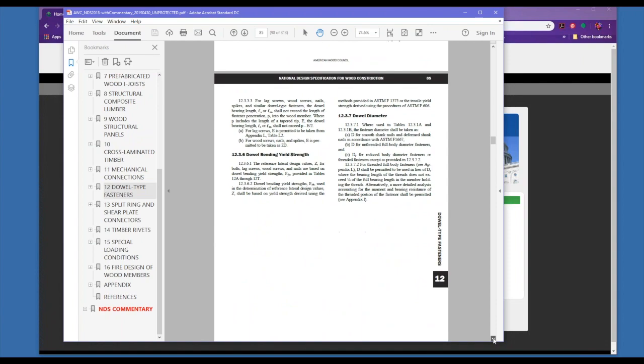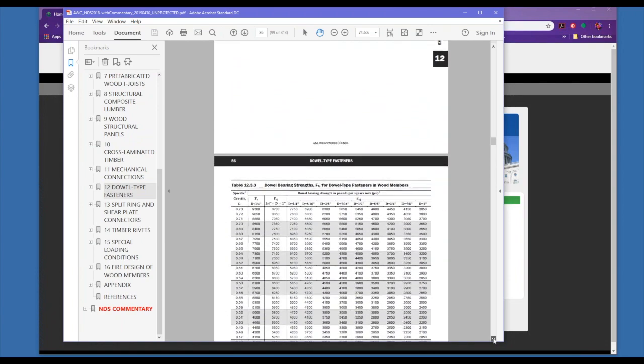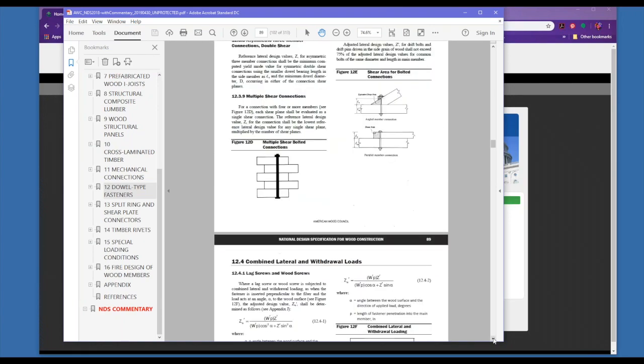And what that tells you to do, kind of the short version of it, is you look at each shear plane. And a shear plane is where we have 2 members coming together. So where 2 members are touching, that's a shear plane. And we look at each individual shear plane as if it were a single shear connection. And we calculate the lowest value of any of those shear planes, and then we multiply that minimum value by the number of shear planes total.